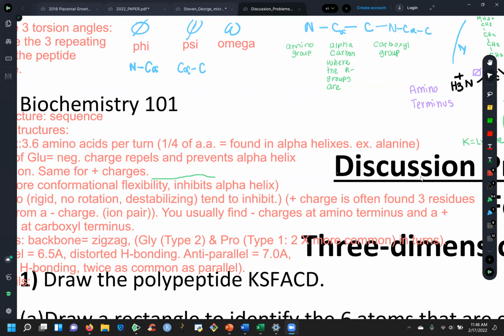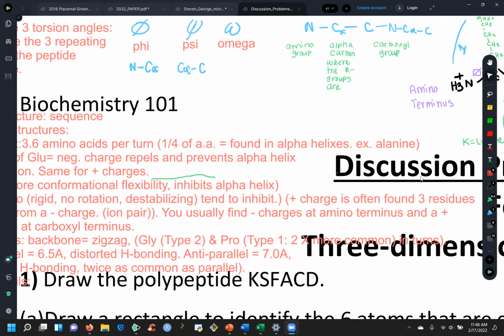Let's start at the beginning and go from nitrogen to alpha carbon. This one has to be phi. Let's find another nitrogen to alpha carbon, that one has to be phi. And so on, each nitrogen to alpha carbon is phi. Easy? Yeah, once you know your rules, easy, right?